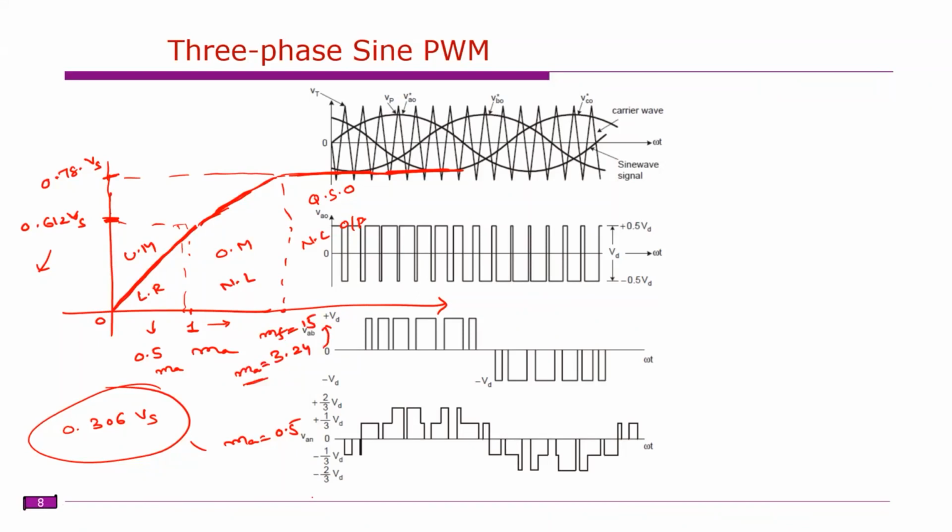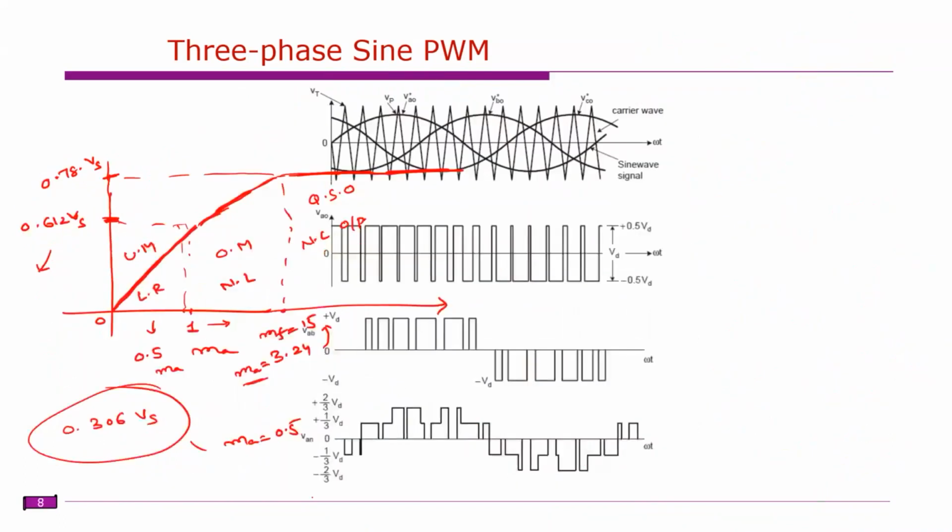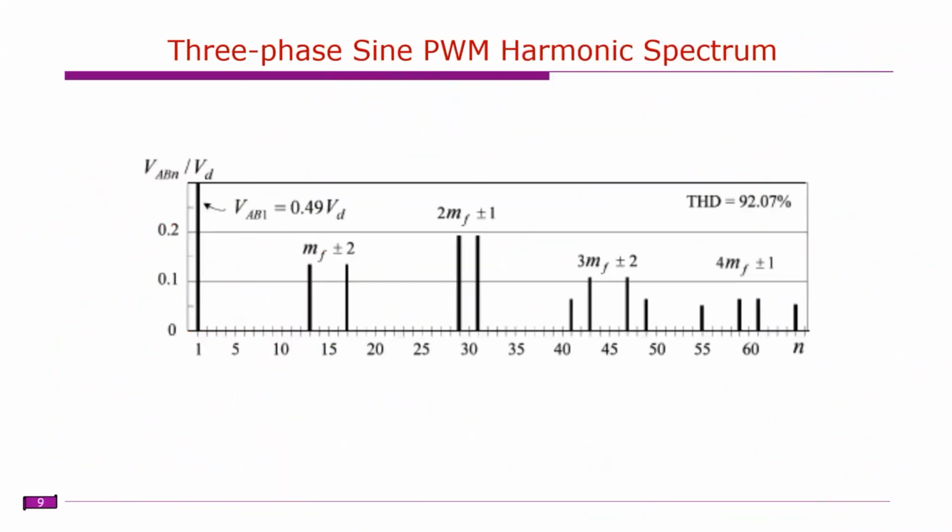That means for MA 3.24 onwards, this drives into square wave operation. Clear? So next we'll study the harmonic spectrum of this waveform. This is the harmonic spectrum of line voltage, particular for MF equal to 15.